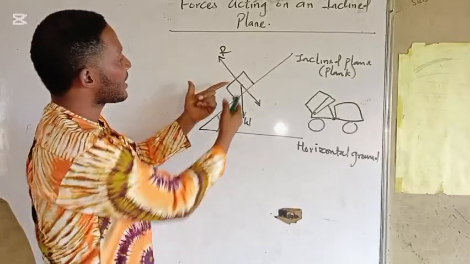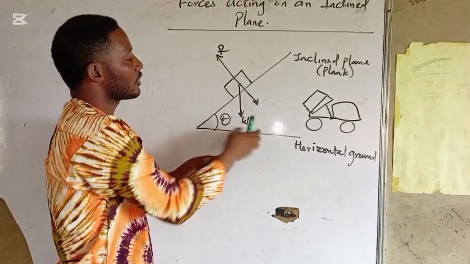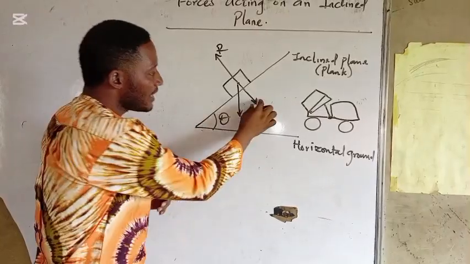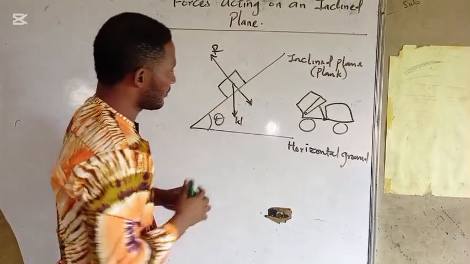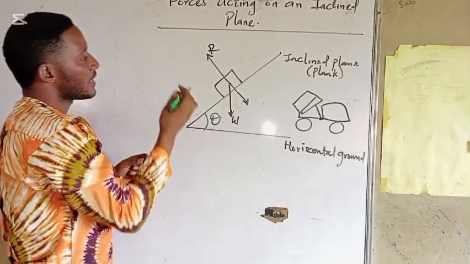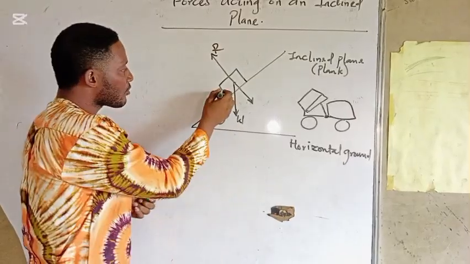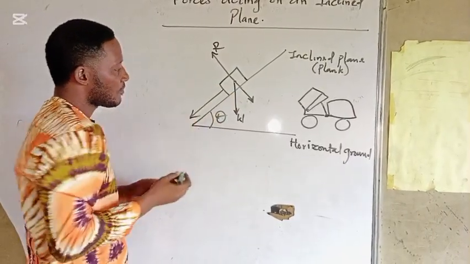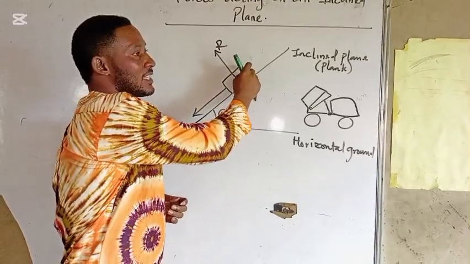Now, having established that we have the normal reaction and an opposite force, which is in the same orientation as the normal reaction, we need to obtain the value of this force. How do we obtain the value of this force? Before I proceed with that, there is also a force that has the tendency of pulling this object down.